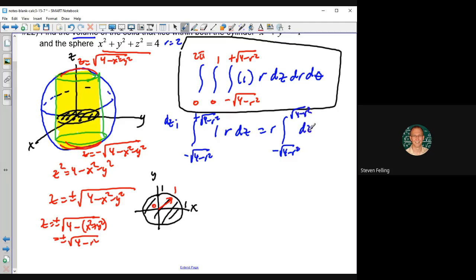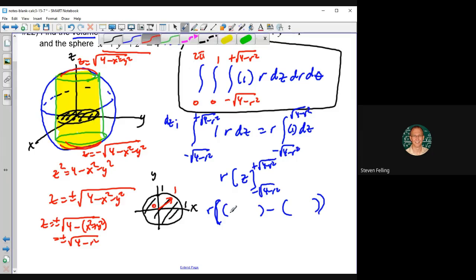You don't have to explicitly write that step, but you can. So the antiderivative of 1 is just the variable. So we have our constant r, the variable is z, from negative square root of 4 minus r squared to positive square root of 4 minus r squared, which means we have to have the two copies, this minus this, and we would be plugging in positive square root of 4 minus r squared here, and negative square root of 4 minus r squared there.